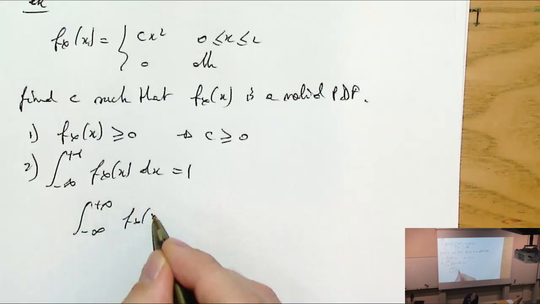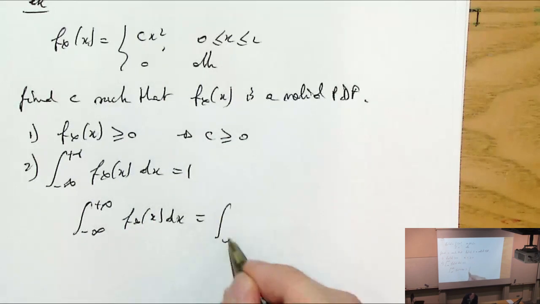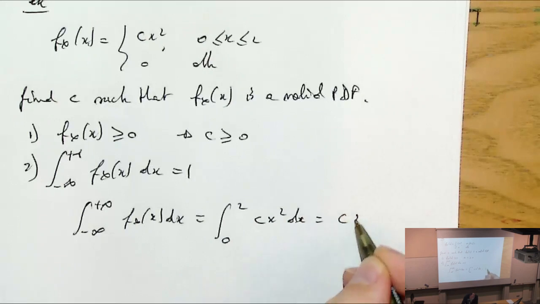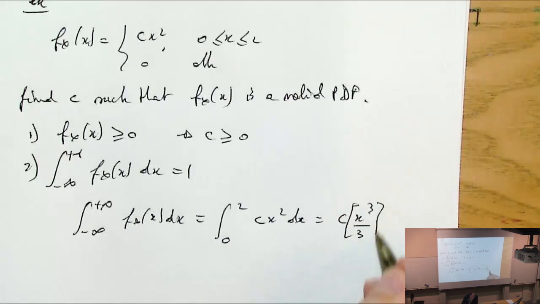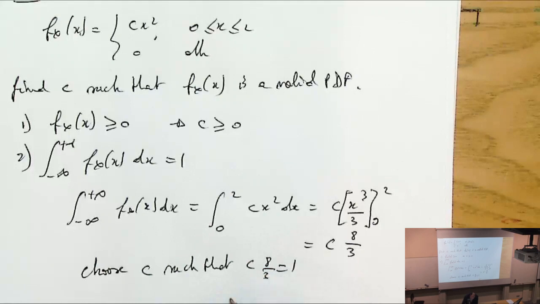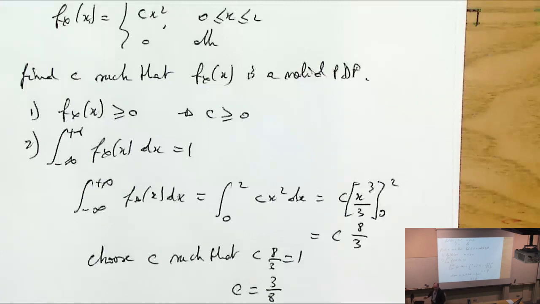If you integrate this quantity, I plug this in here, and what you get is the integral between 0 and 2 of c x squared dx. That's c x cubed over 3 between 0 and 2, that's c times 8 over 3. So you choose c such that c times 8 over 3 is equal to 1, so c is equal to 3 divided by 8. Okay? So if you choose c accordingly, 3 over 8, then this PDF is indeed valid.